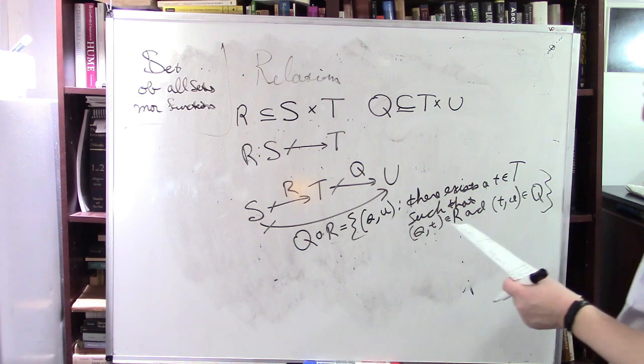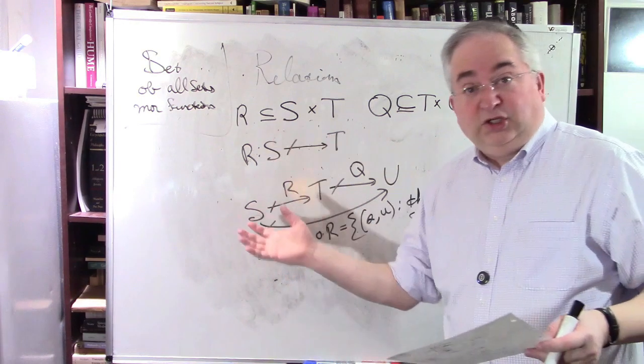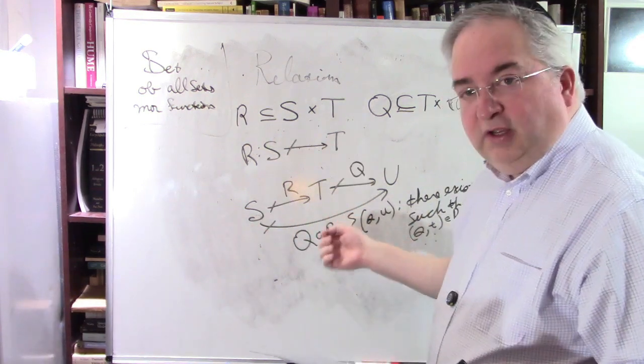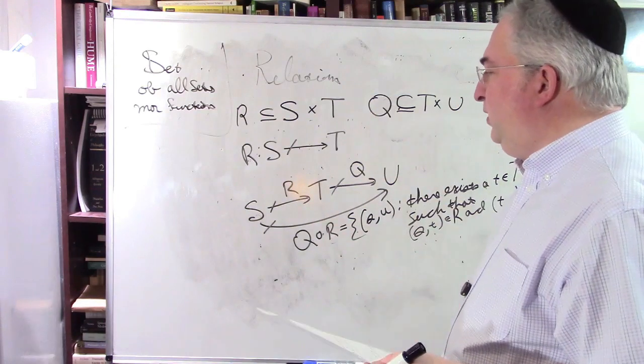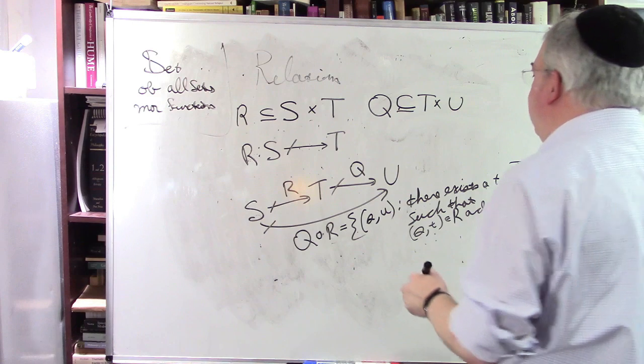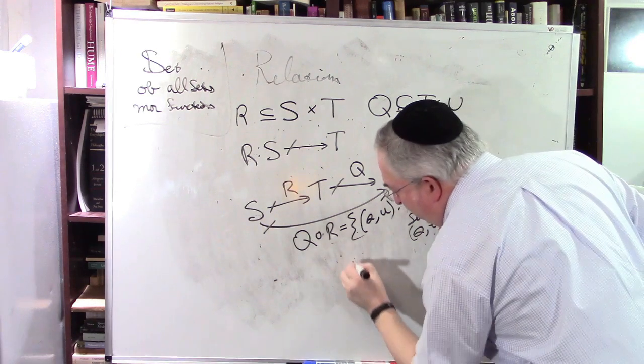And guess what? Relations compose associatively, and there is a unit. We're going to leave out what that is in a second. And so we get a category, and the category is called Rel.